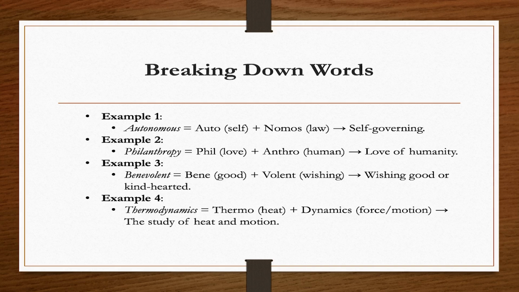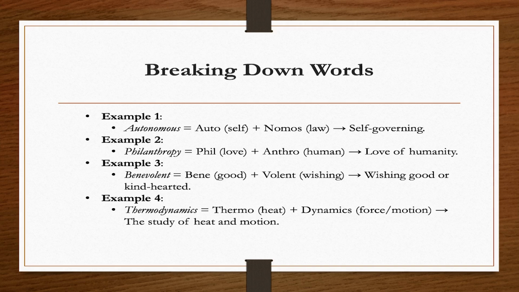Example 2, philanthropy. So phil basically means love. Anthro is human. You might have heard anthropology, study of humans, or particularly of the human civilizations. Phil is love, so philology, and a lot of other words that you've seen from this. So when you combine these two, philanthropy basically is a love of humanity. That is a person who does a lot of charity. They serve others. They like serving others. So that is philanthropy.